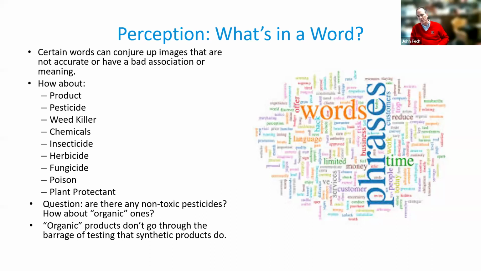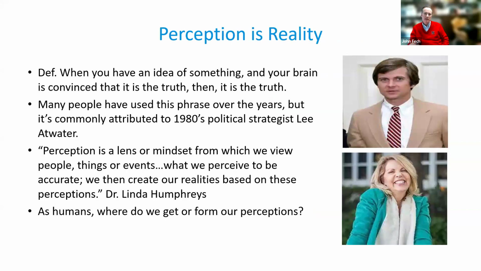Sometimes people get questions about organic pesticides or non-toxic pesticides, which is a bit of a contradiction, because there aren't any non-toxic pesticides. If you don't have something that has some toxicity, it won't kill the pest. The other interesting thing about organic products is they don't go through the same barrage of testing that synthetic products do. So with organic products, sometimes you have to do a little bit more research before you do all that labeling or form an opinion about the use of an organic product.